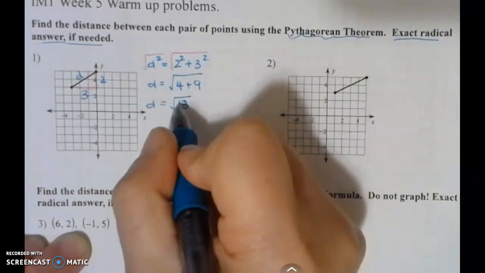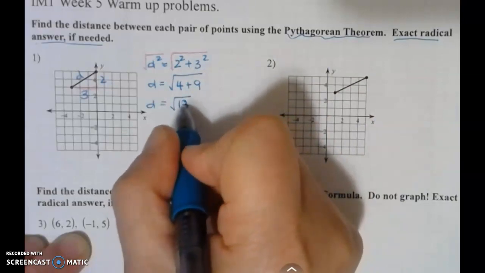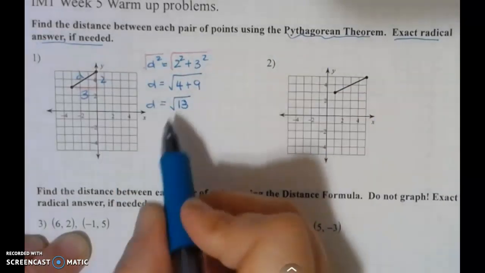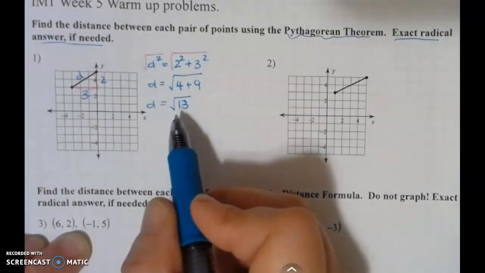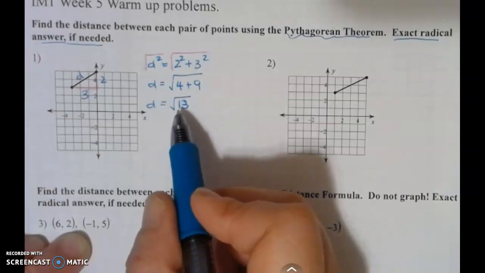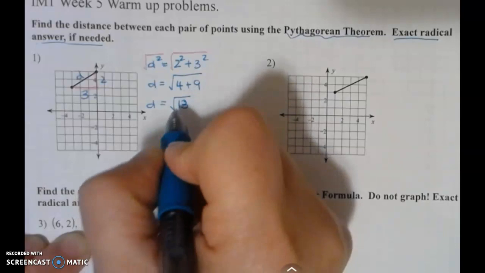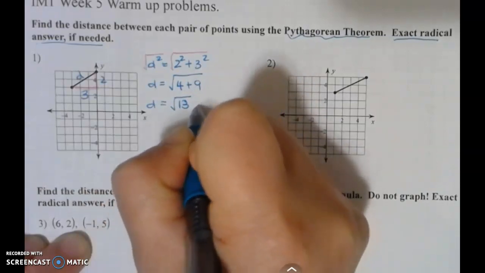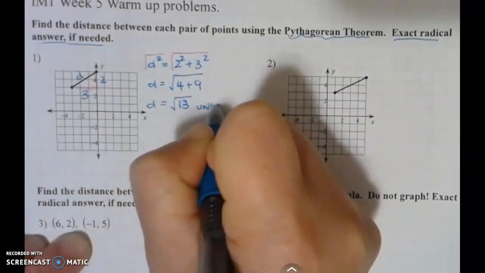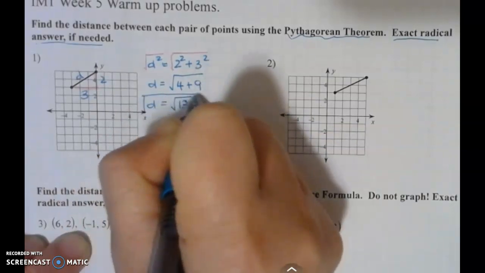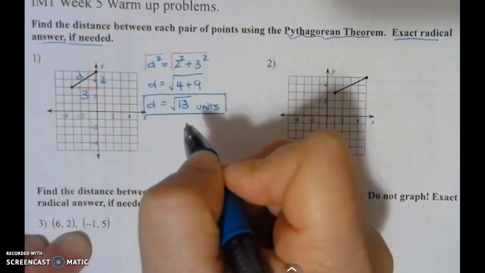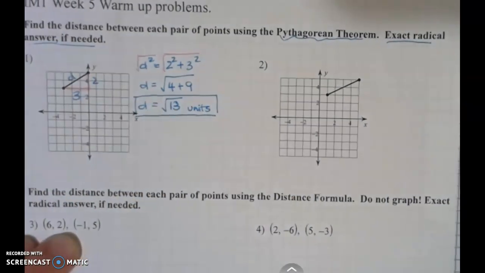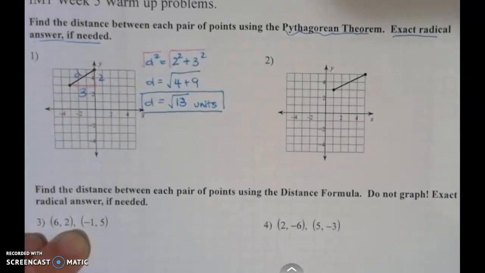At this point, you should be asking yourself, can I simplify this radical anymore? Is 13 a multiple of 4, 9, or any of the other perfect squares? No, it's not. So this is as simple as we can get, and we need to write the units. If there are no inches or meters, because we're talking about length, you write units. Then let's move on to the next problem.